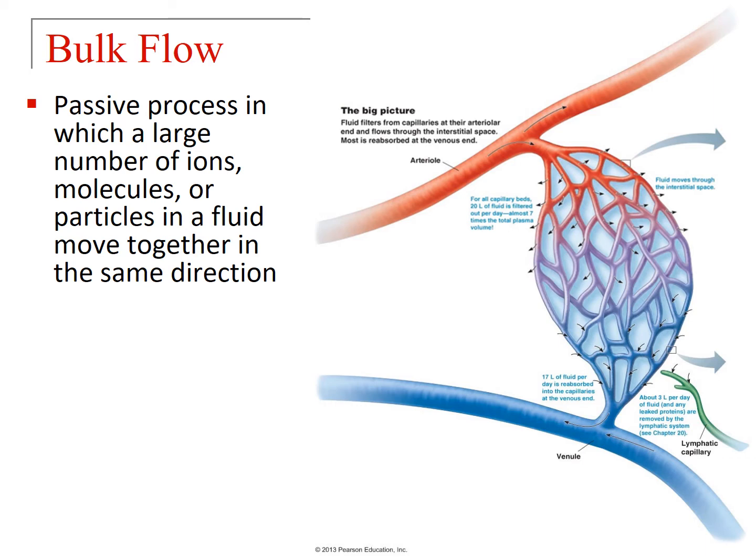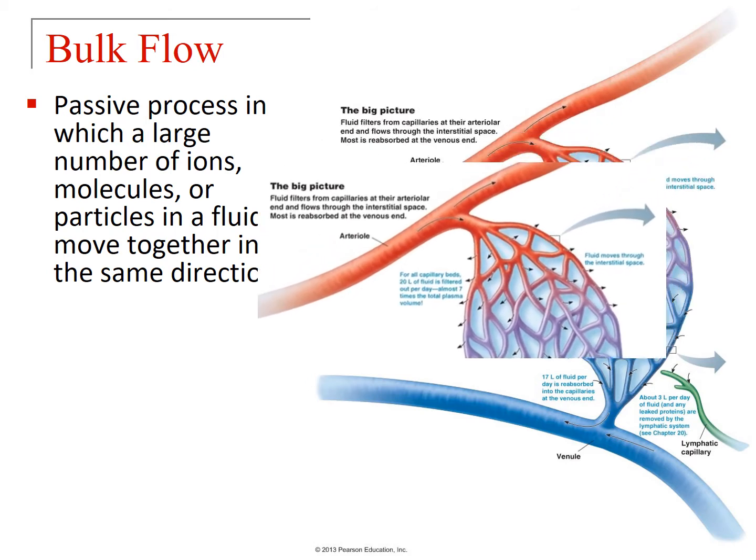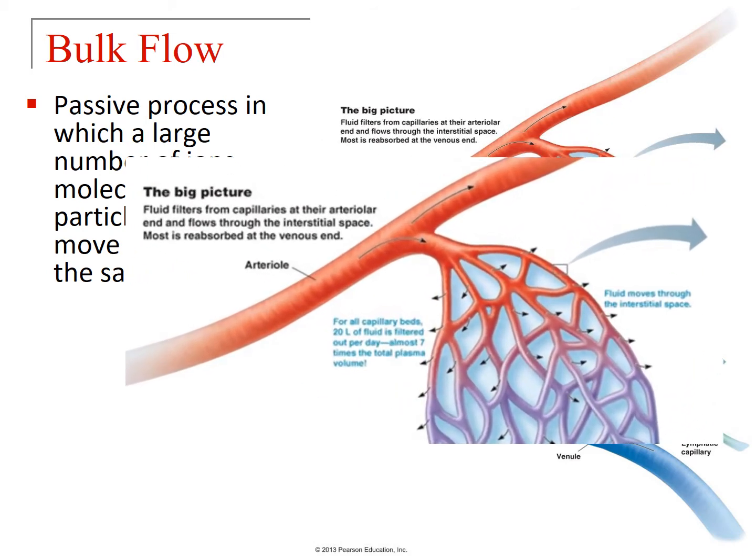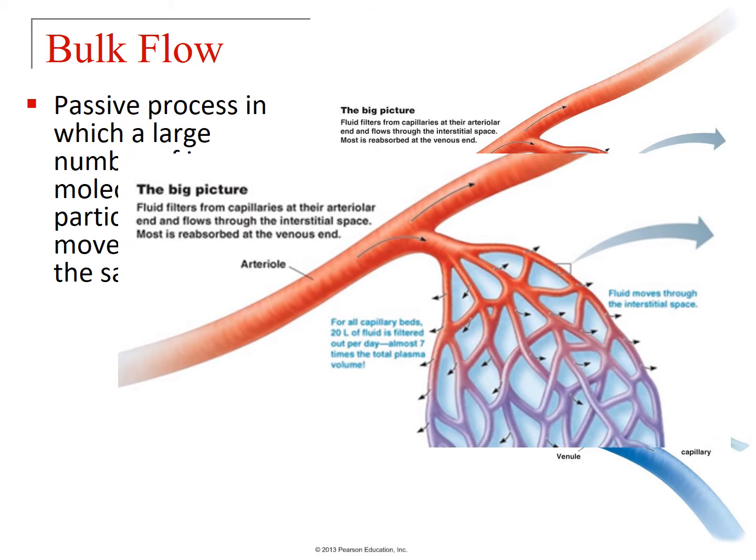Now we've talked about diffusion, we've talked about transcytosis, we've talked about basically passage of materials between cells. And so how do you get a large number of ions or molecules in a fluid moving in the same direction? This is going to be something that's called bulk flow. And if we zoom in on this portion of the diagram, this is something that happens in capillary beds. You see filtration occurring on the arterial side of the capillary bed. And so in all capillary beds of the body, there's about 20 liters of fluid filtered out per day.